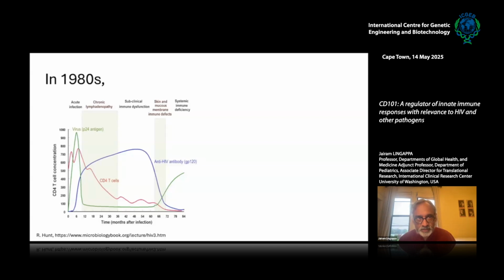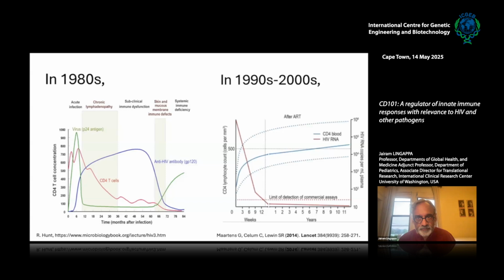And transitioning 15 to 20 years later, with the development of combination antiretroviral therapy, the impact of HIV, while still serious, changed: people living with HIV could continue living relatively normal lives as long as they were able to maintain their antiretroviral therapy, where CD4 counts, T cell counts came back to normal and HIV RNA was undetectable.